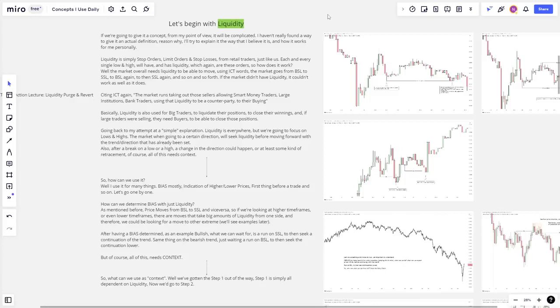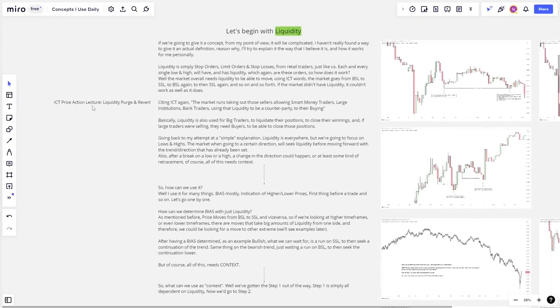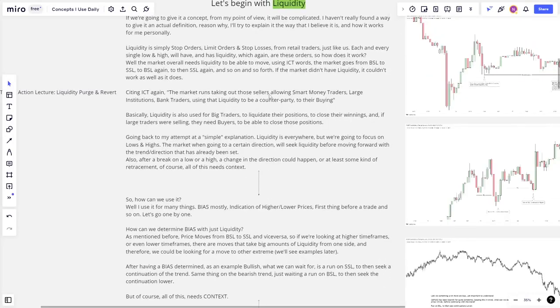If the market didn't have liquidity, it couldn't work as well as it does. Citing ICT again from a video that I do recommend you watch, which is ICT's price action lecture, liquidity, purge, and revert. The market runs taking out those sellers, allowing smart money traders, large institutions, and bank traders, to use that liquidity to be a counterparty to their buying. So liquidity is also used by big traders to liquidate their positions, to close their winnings, and if large traders were selling, they need buyers to be able to close those positions.